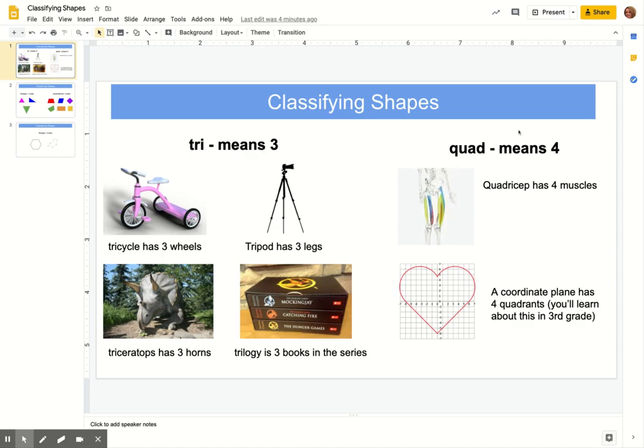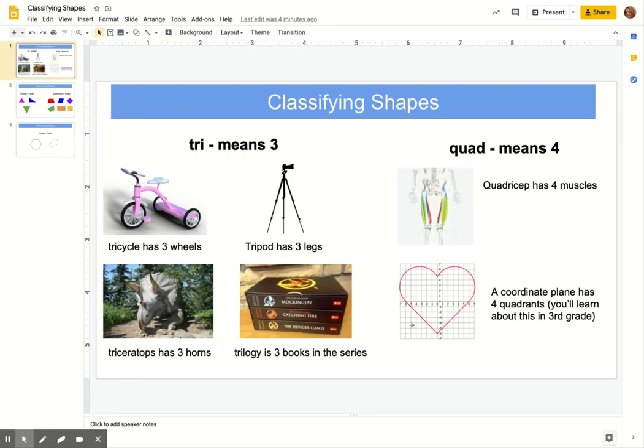Over here, quad means 4. So this one was a little more difficult to find examples for, but a quadricep, these muscles right here in your legs, they have 4 muscles. So the quadricep is made up of 4 muscles, quad.